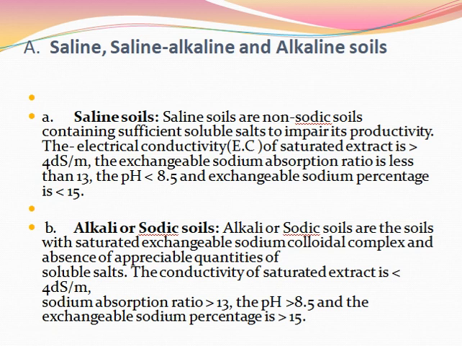First, saline soils are non-sodic soils containing sufficient soluble salts to impair their productivity. These are the salts of calcium, sodium, and potassium. These salts impair its productivity due to certain chemical characteristics.